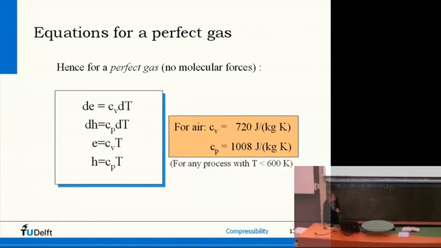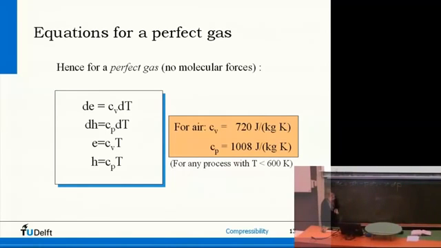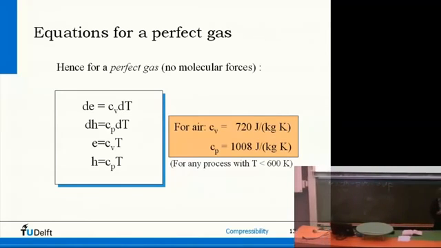So if you keep the volume constant, you have 720 joule per kilogram Kelvin. If you keep the pressure constant, you need 1008 joule per kilogram Kelvin. So it depends on your process. Yeah? For air.